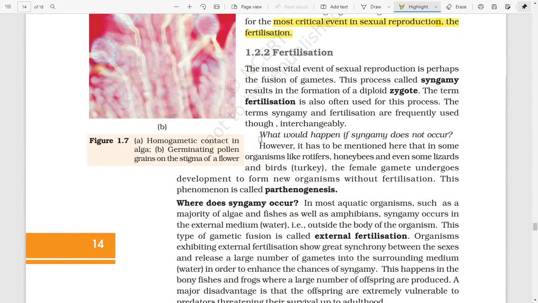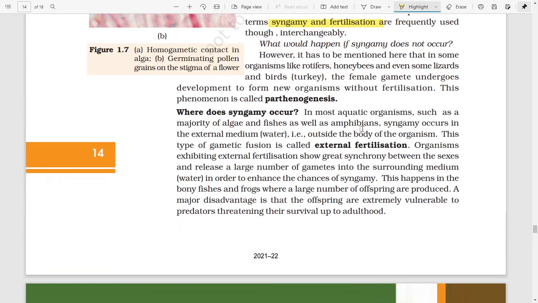Now, fertilization. The most vital event of sexual reproduction is perhaps the fusion of gametes. This process, called syngamy, results in the formation of a diploid zygote. The term fertilization is also often used for this process. The terms syngamy and fertilization are frequently used interchangeably. What would happen if syngamy does not occur?